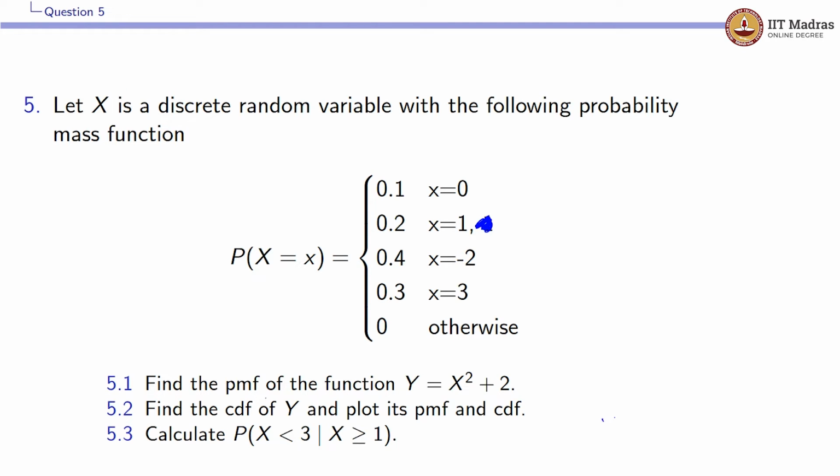They are asking us to find the PMF of the function y equals x square plus 2. This y is directly dependent on x. They are asking us to find the CDF of y and plot its PMF and CDF. And they were asking for P of x less than 3. This is a conditional probability question.